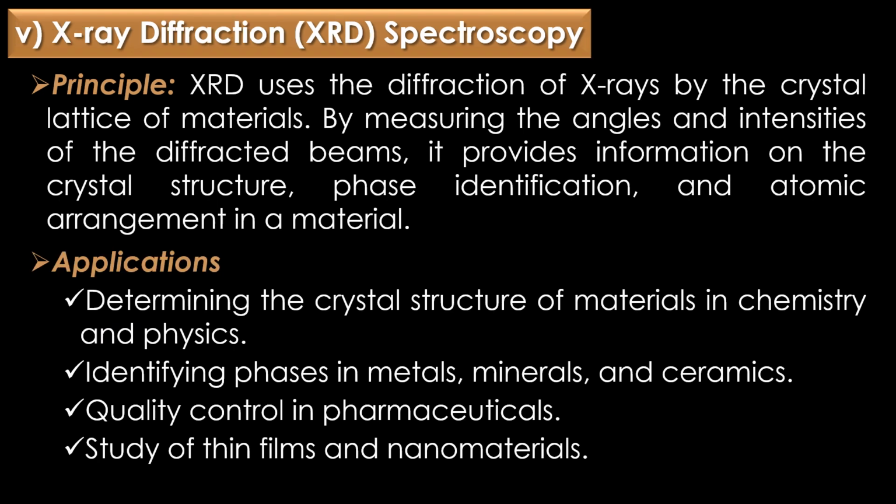The fifth type of X-ray spectroscopy is X-ray diffraction spectroscopy. Familiarly, in short form, it is called as XRD spectroscopy. X-ray diffraction spectroscopy or XRD spectroscopy uses the diffraction of X-rays by the crystal lattices of materials. By measuring the angles and intensities of the diffracted beam, it provides information on the crystal structure, phase identification, and atomic arrangement in a material.